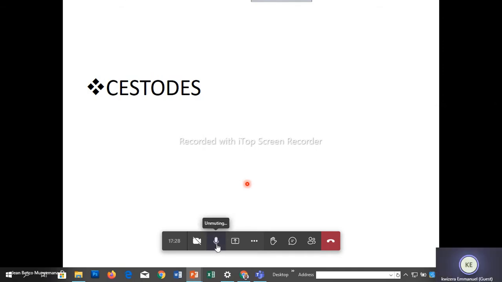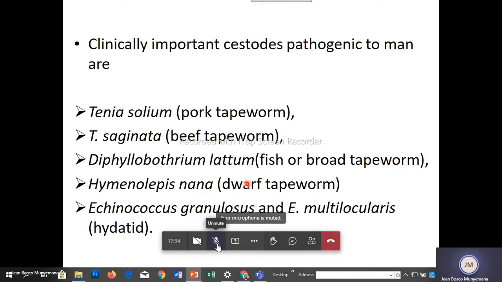Okay, let's go to cestodes, today's presentation. Cestodes, in fact, there are many, but we are talking about Taenia solium, the pork tapeworm, which means that it is found in pigs. Taenia saginata is found in beef. Diphyllobothrium latum is found in fish. Hymenolepis nana, the dwarf tapeworm, and Echinococcus granulosus as well as Echinococcus multilocularis, which cause hydatid disease. I told you about hydatid disease.